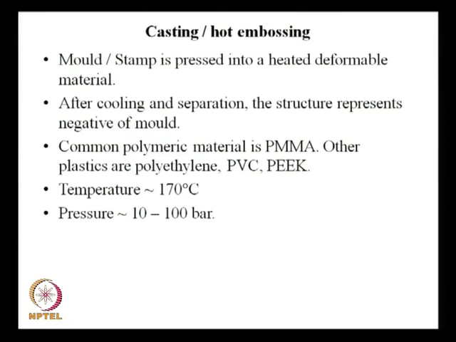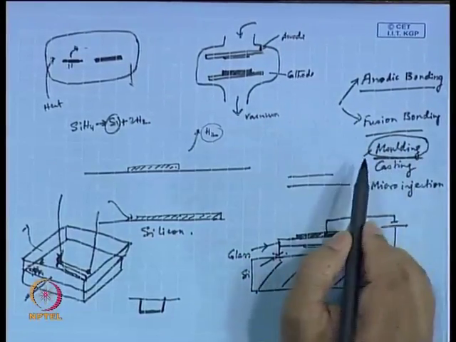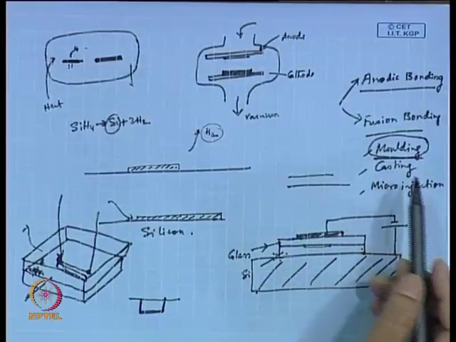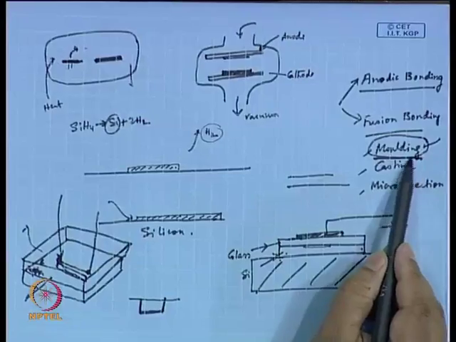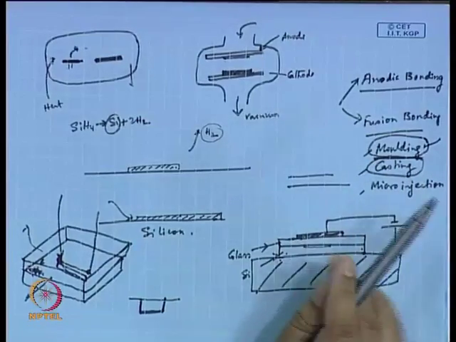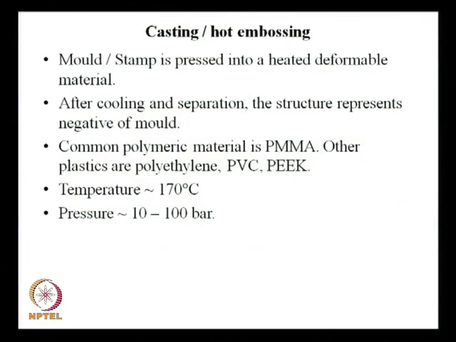Okay. The second method, we talked about three methods, right. One was molding, and we said this PDMS is a common polymeric material which is liquid at 70 degree centigrade, which can be used for molding. The other method is casting, right. Casting is basically done with PMMA, and you can see the fifth point here in this slide. Temperature is about 170 degree centigrade and the pressure is 10 to 100 bar.